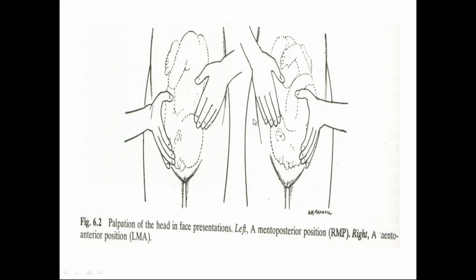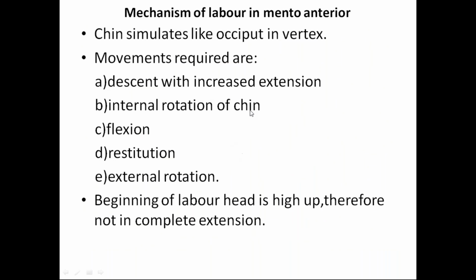So only when you do a pelvic examination, we can make out whether it is a mento posterior or whether it is a mento anterior. Right. So here mento anterior, here it is posterior. This is difficult to make out in abdominal palpation. Only when the cervix is dilated and you start examining, then you can make out that in this case, and if the mentum is anterior, you call it mento anterior position. If mentum is posterior, you call it mento posterior position.